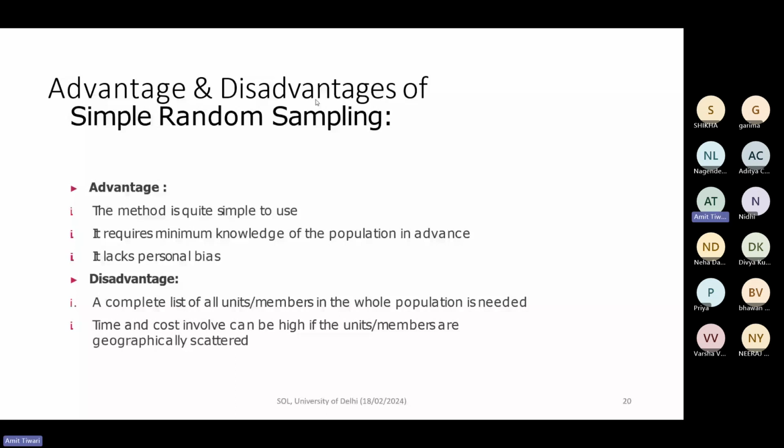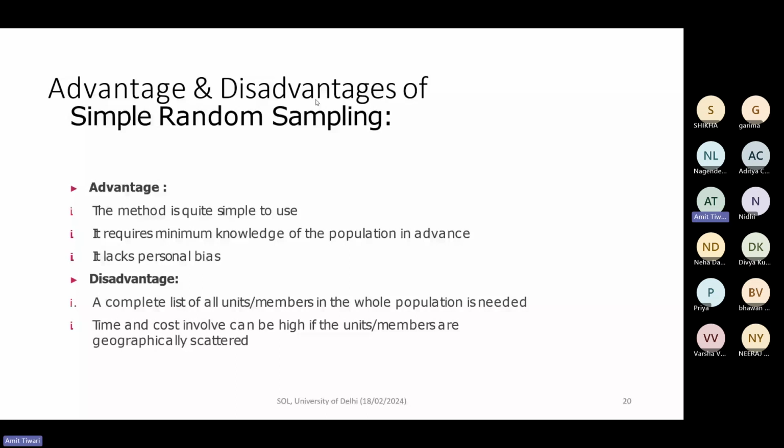If things happen online and through non-conventional methods, it is fine. Otherwise, if you use a conventional method, like visiting the particular person who is chosen based on the sampling, then it will be difficult. It will be a little time-consuming and costly also. So these are the disadvantages of the simple random sampling method.